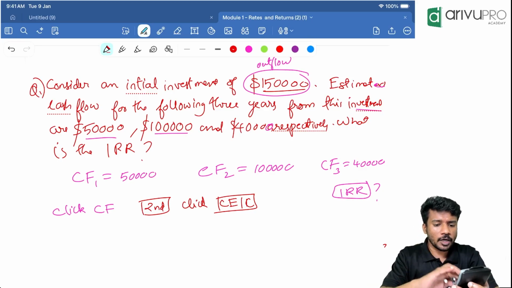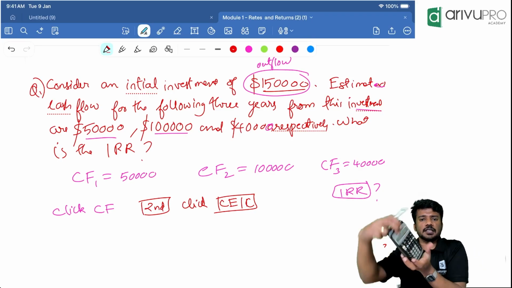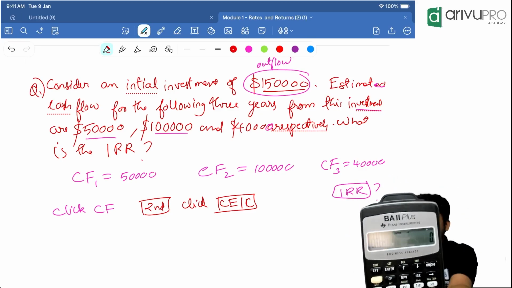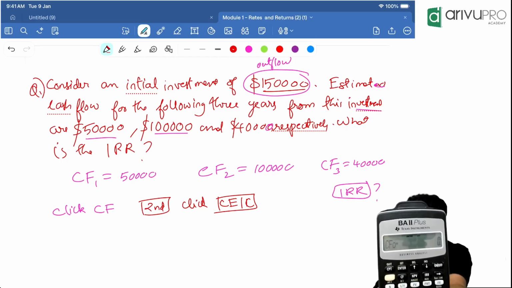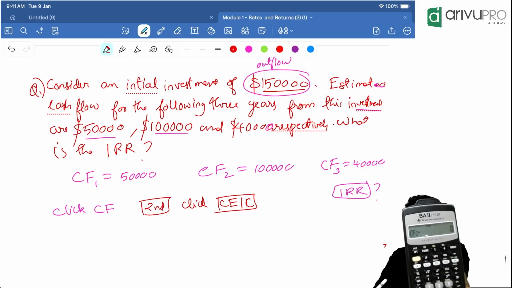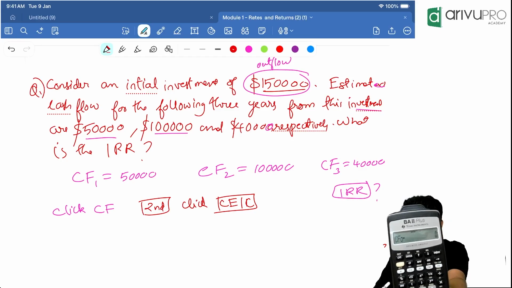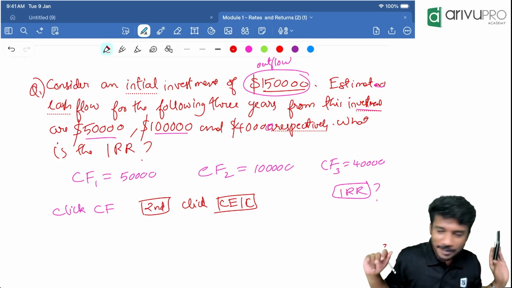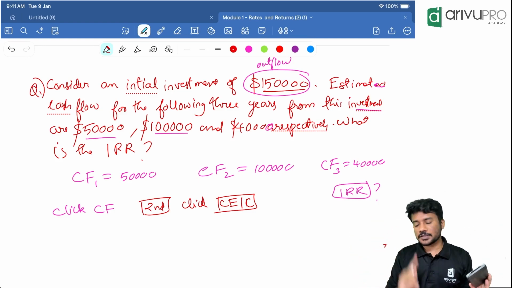Now I want to ask, when you click CF button, is this the view everyone is getting? CF is equal to 0. Everyone is getting the same thing. If not, what will you do? If some value is already there, what will you do? Click second button, then clear the work. Then the entire thing will be cleared off. That is the first step.